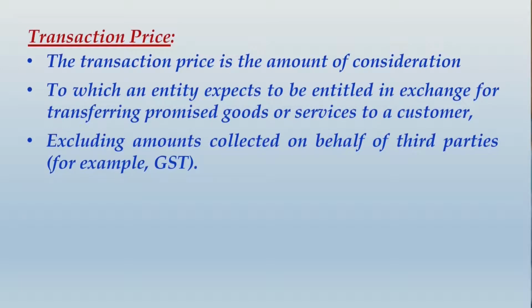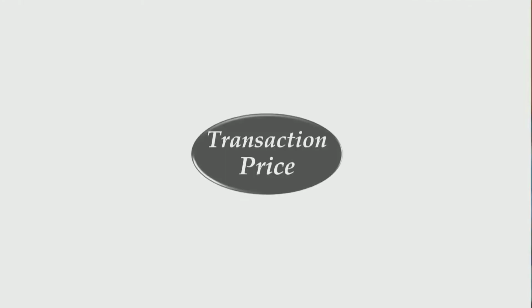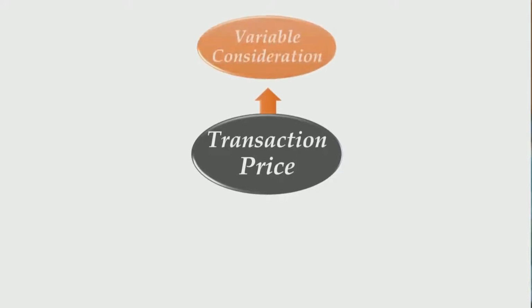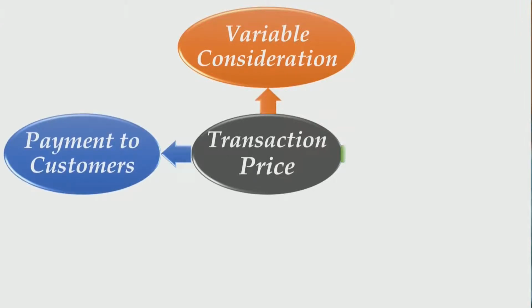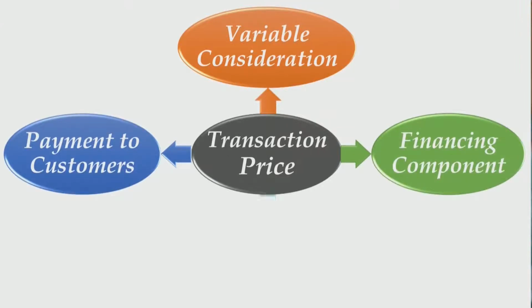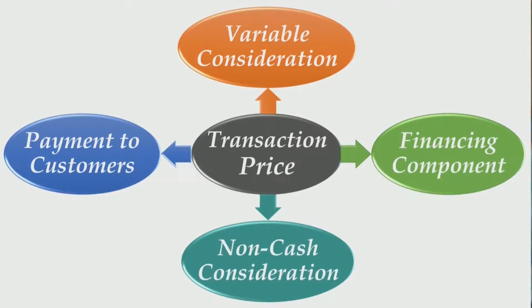Alright friends, you would have finished writing this as well. Let us move ahead and now talk about the components of transaction price. So transaction price is considered to include 4 important components. One is the variable consideration, then the payments to customers, then the financing component, and lastly non-cash consideration. We will be talking about each of these components in detail, but first what I want you to do is note down these components of transaction price quickly.